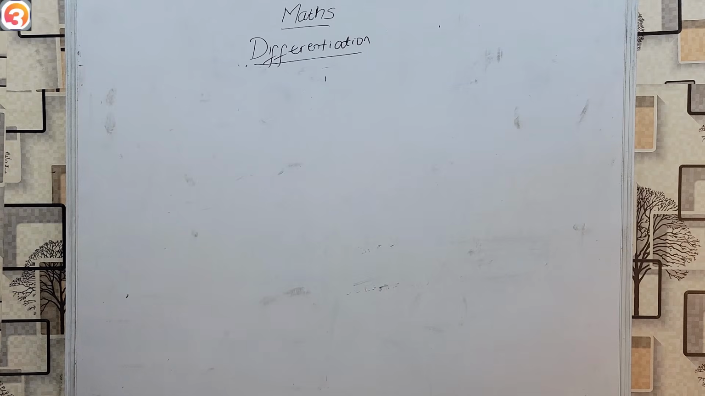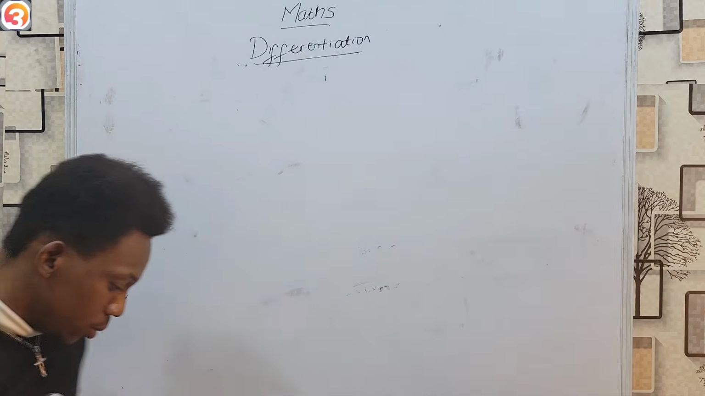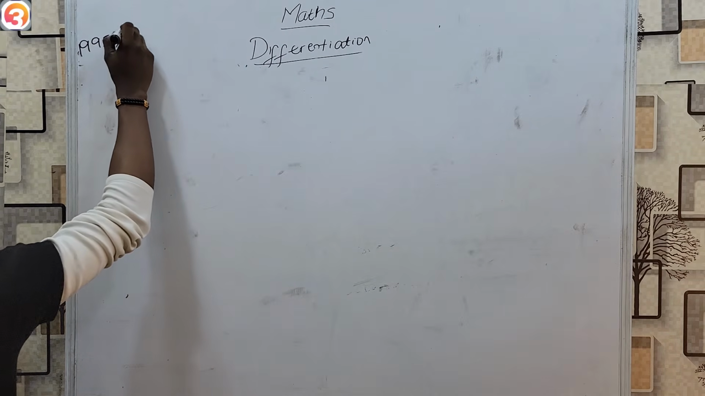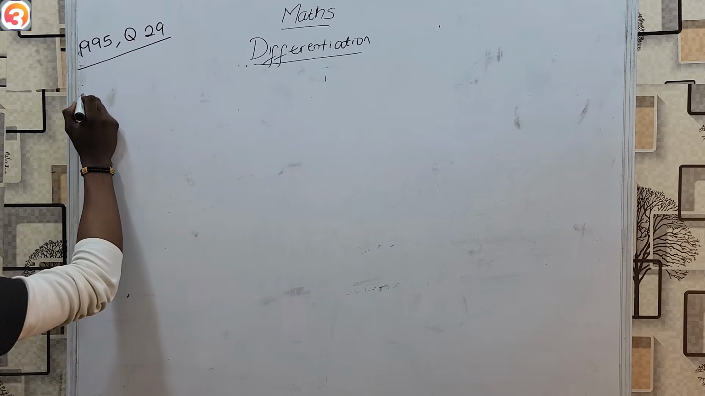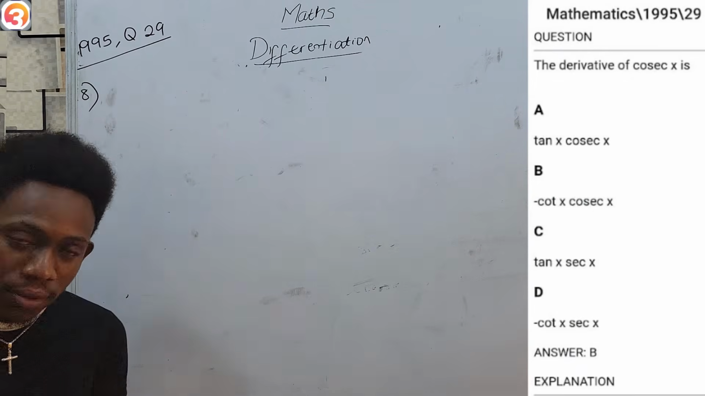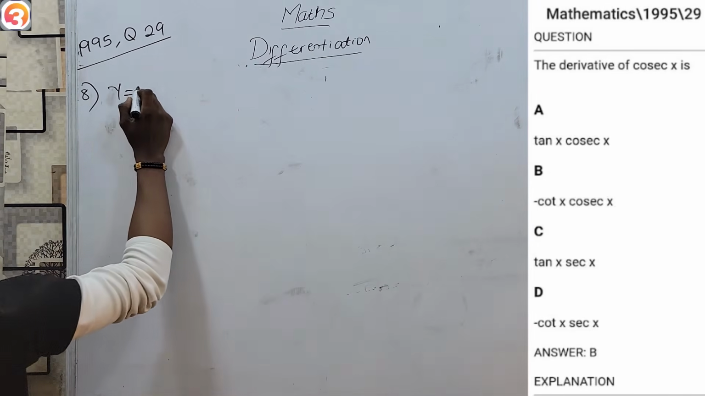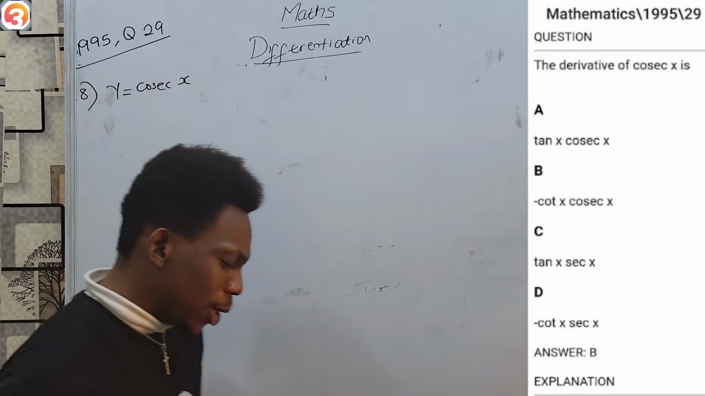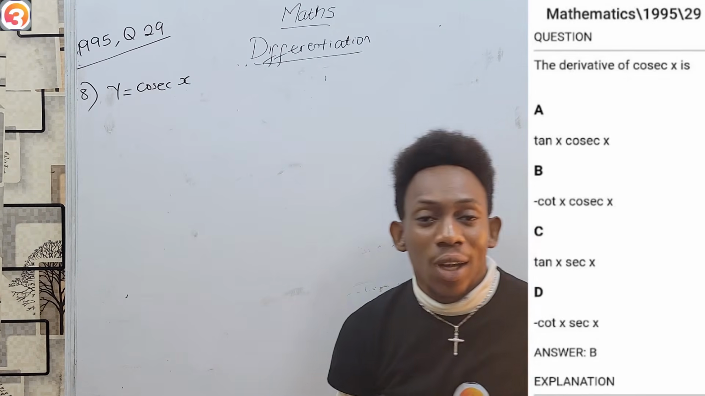Okay, let's move on. This time, let's see 1995, question number 29. We have been asked, straightforwardly in this case, to find the derivative of cosec x. I can say y equals cosec x. Now some of you will be like, okay, how am I supposed to know this? It's not in my standard table. What can I do about cosec?